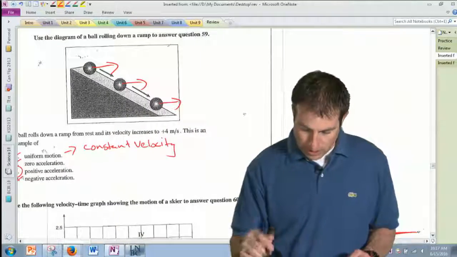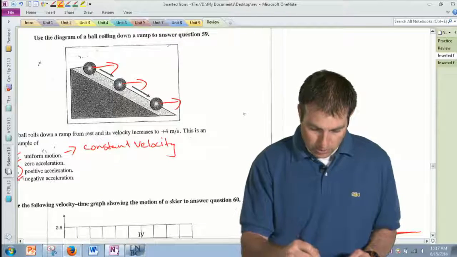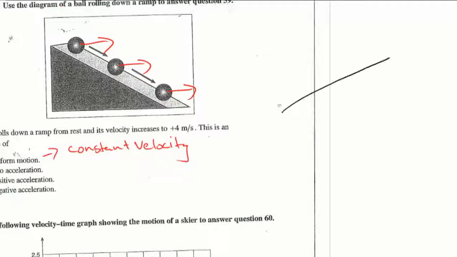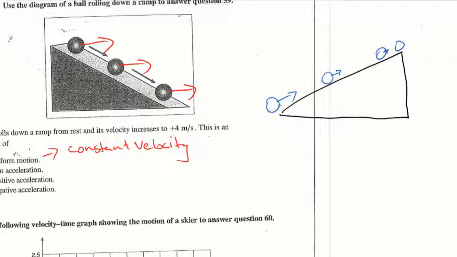If I have a ramp, here's my ramp, and I'm rolling a ball up the ramp. And as it goes up the ramp, it's going to come to a stop at the top of the ramp. I'll say my velocity right here was 2 meters per second. And I didn't explicitly say it's positive, but it is positive.